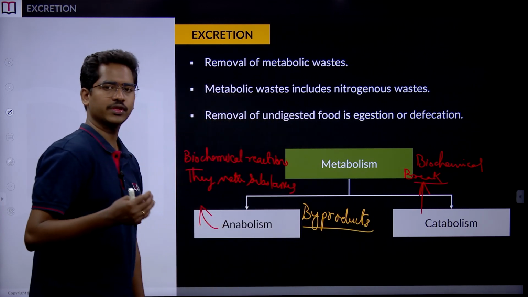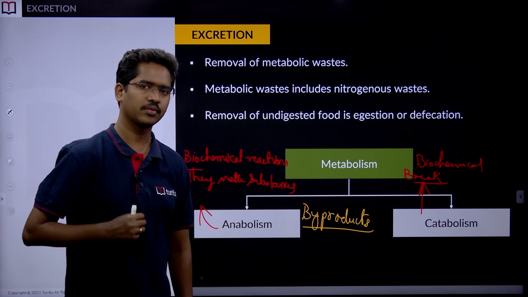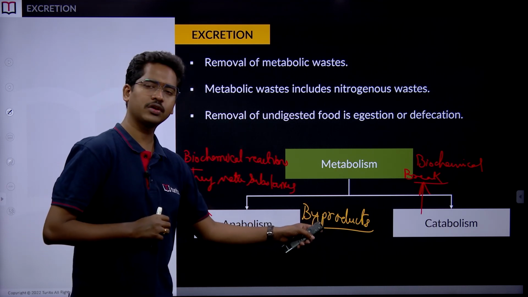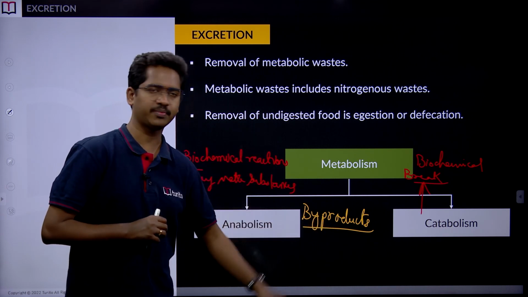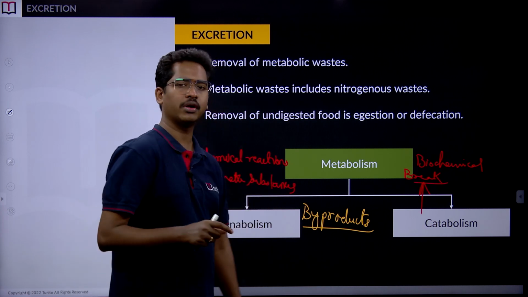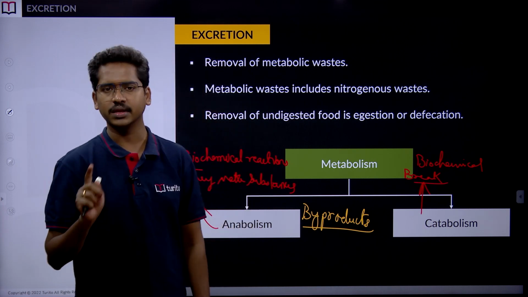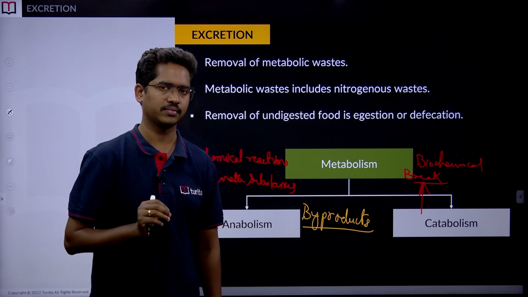So, the main products which are useful for the body will be used up for several processes. But those products which are not useful for the body and yet are produced in the body are actually byproducts. Now, if those byproducts are present in the body, it is not good.